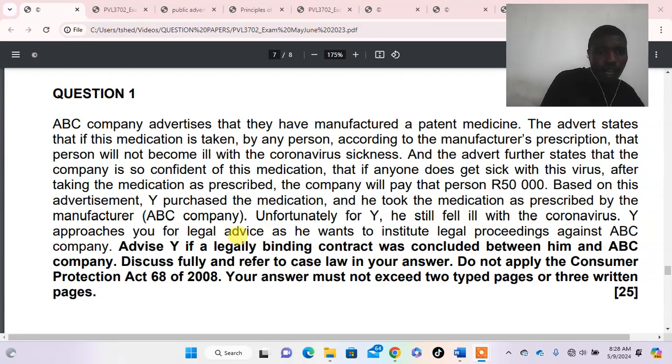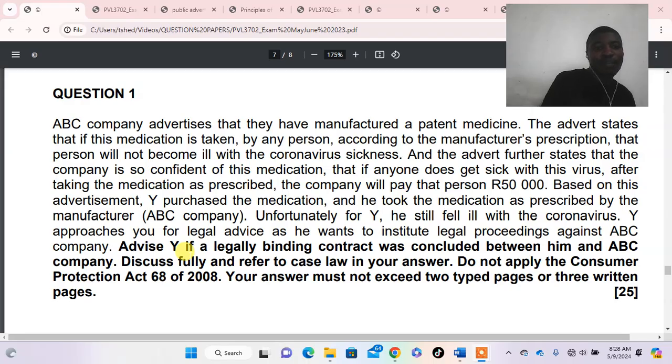So then he bought it, then he fell ill from the coronavirus, and now he approaches you to give him legal advice to institute legal proceedings against ABC company. So you already said that there's a legal contract with ABC company. And number 2 is that the Consumer Protection Act does not apply.